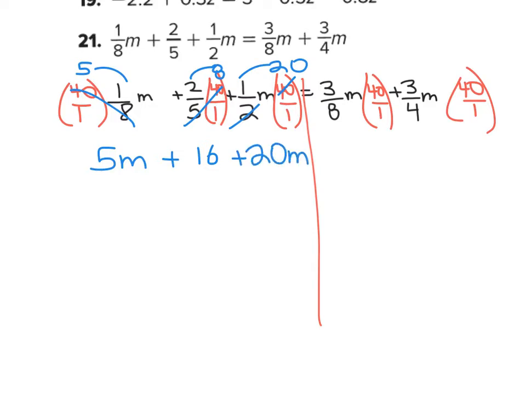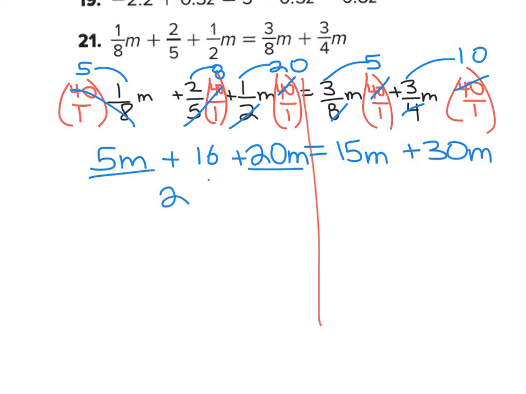Okay, now on the right side, again, I'm left with 40/8, which is 5. 3 times 5 is 15, and with my m, I can't forget that. And 40 divided by 4 is 10. 3 times 10 is 30, and I also have my m. So I want to combine like terms now on each side. So 5m plus 20m is 25m, plus that 16 on the left. And on the right side, I have 15m plus 30m, which is 45m.